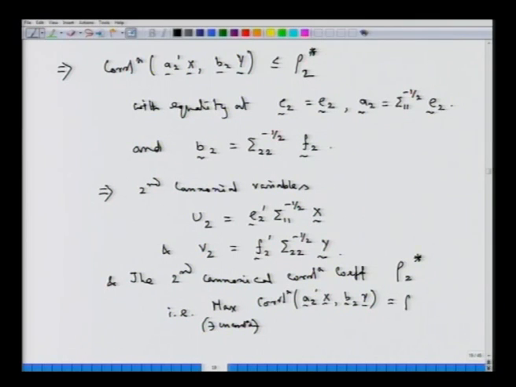This is going to be attained at this rho 2 star. One can actually find out what is the correlation between these two variables. This is going to be just the correlation coefficient between the U2 and V2 that we have derived. So, we have been able to thus derive the second pair of canonical variables.